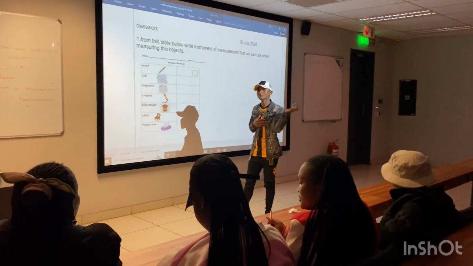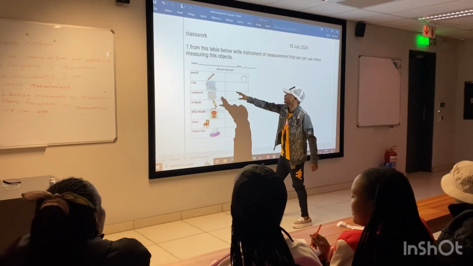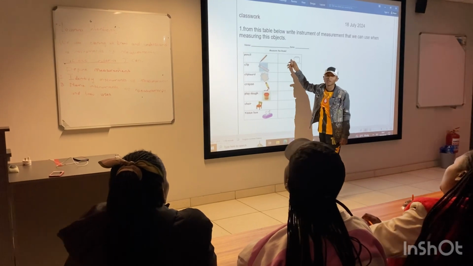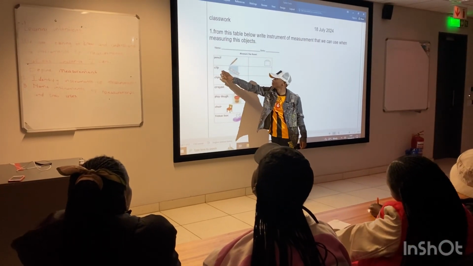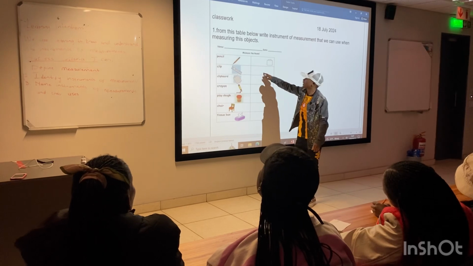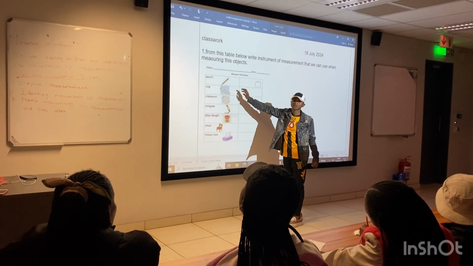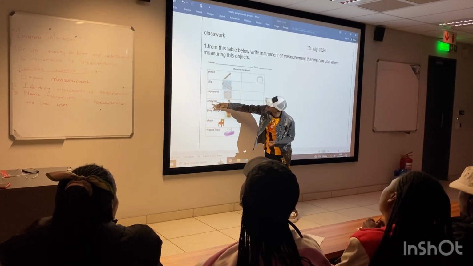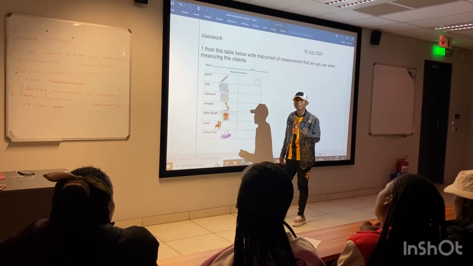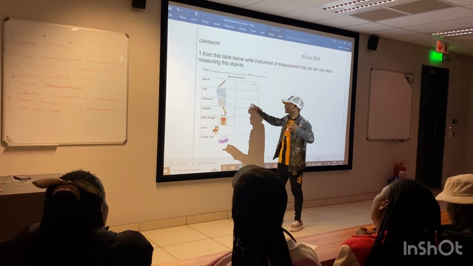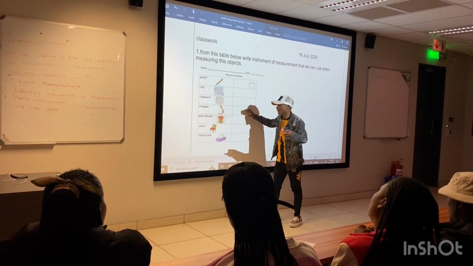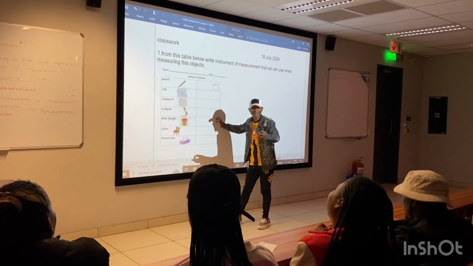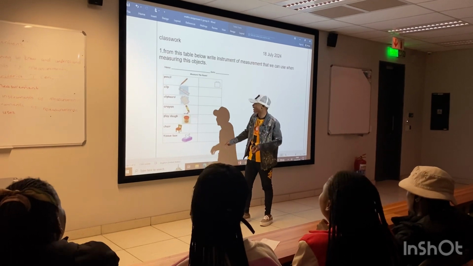Okay, let's mark our classwork quickly. Number A is a pencil. We said it's a ruler. Number B is a clip. What can we measure using it? A ruler, right? Number C is a clipboard. A ruler. Number D is a crayon. A ruler. Play dough. A ruler, right?